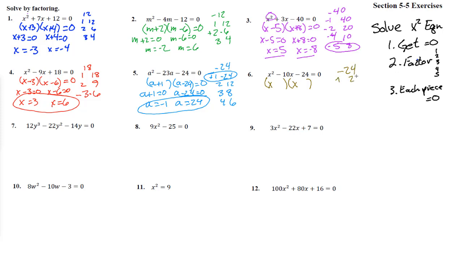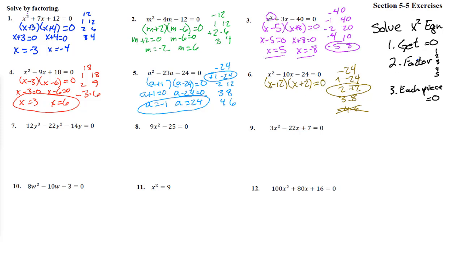So we have 1 and 24, 2 and 12, 3 and 8, 4 and 6, and negative 4 and negative 6? No, we're trying to get to a negative 24, so only one of them can be negative. Negative 2 and positive 12. Negative 12 and positive 2. Let's double check that that's right. Negative 12 times 2 is negative 24, and they add. Yes, it's got to be a negative on the 12.